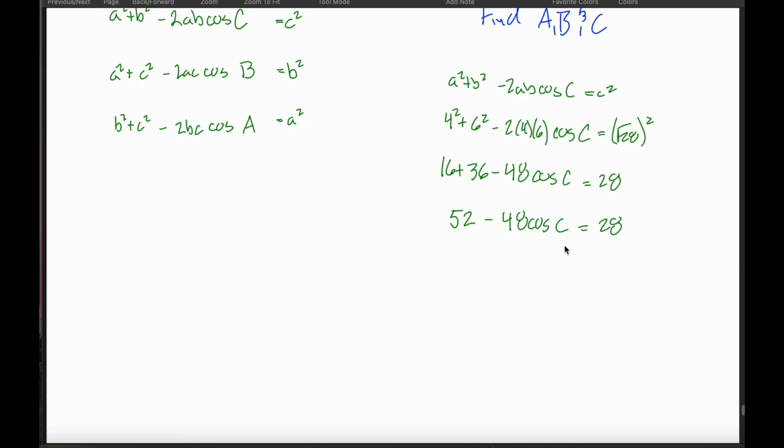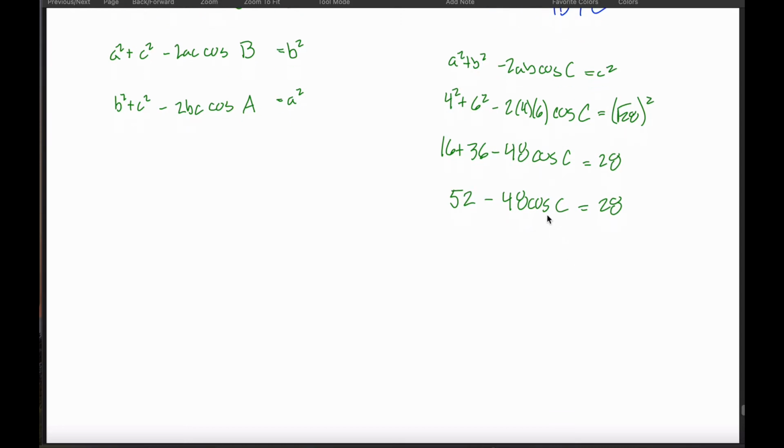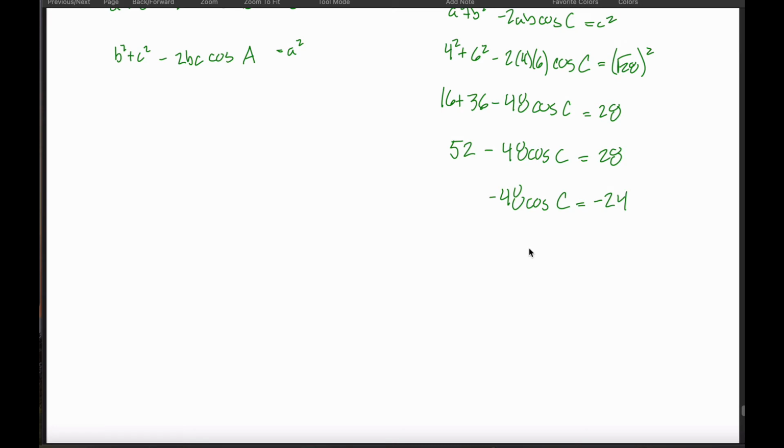What I want to do is figure out capital C, so maybe I can get this cosine of C all by itself. One way to do that would be to subtract 52 from both sides. So negative 48 cosine of C is equal to whatever 28 minus 52 is equal to. Well, 28 minus 52 is negative 24. And now if I divide both sides of the equation by negative 48, I get that the cosine of C is negative 24 over negative 48, which you might recognize reduces to just 1/2. The cosine of C equals 1/2.